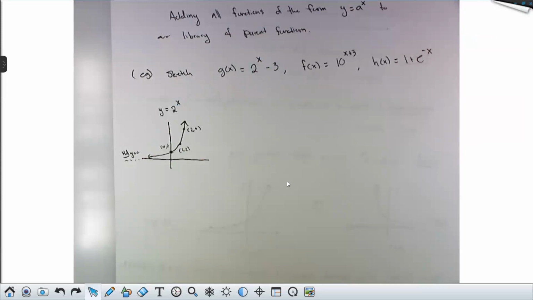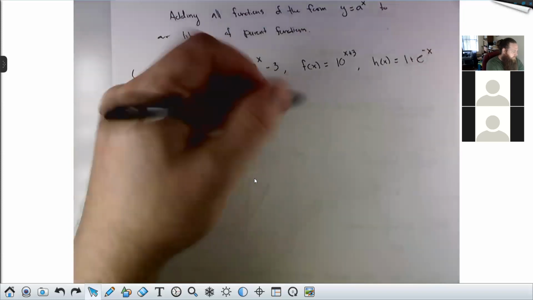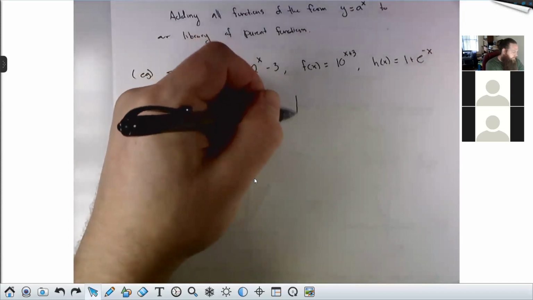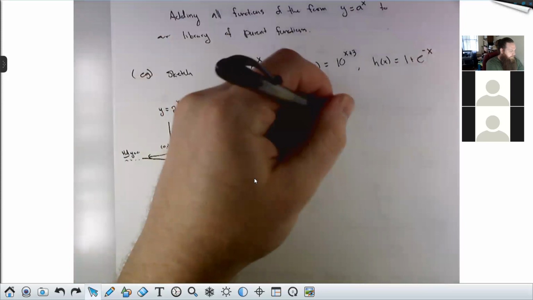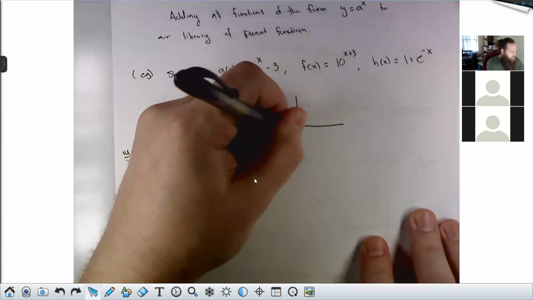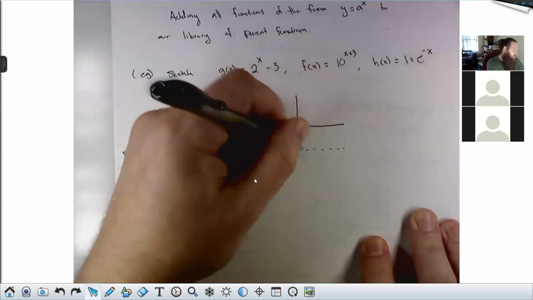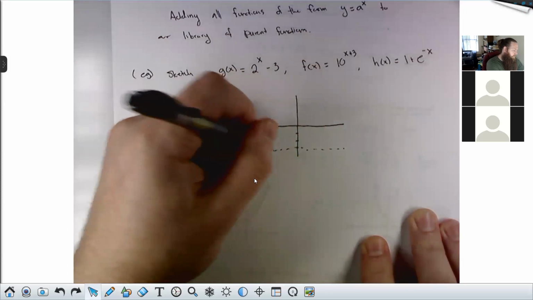Down 3. Yeah, that moves him down 3. Right? If I add or subtract numbers on the outside, that's a vertical shift. So g of x, I'll draw over here. I'm going to take 2 to the x and shift everything down 3 units. I like to start by drawing in my asymptote.